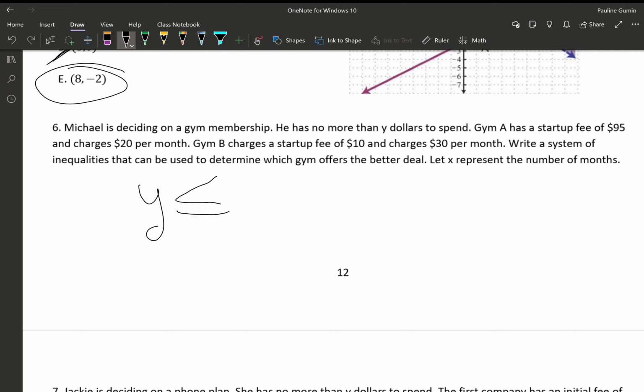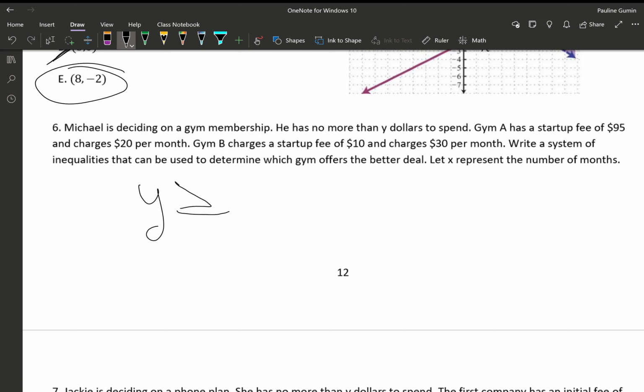So Y is the most he can spend. Whatever he spends has to be, I don't like the words I'm using, because I wrote my symbol backwards. It's this way. There we go. Y is the greatest amount of money they can have, and they can spend anything less than that. So, that's what confused me.